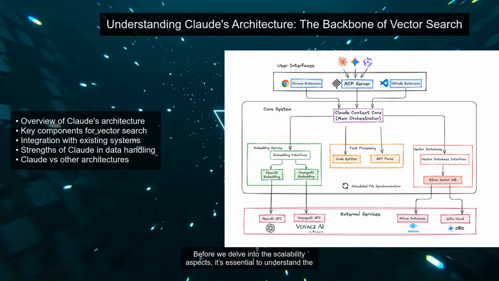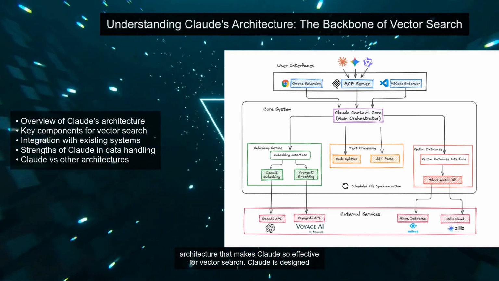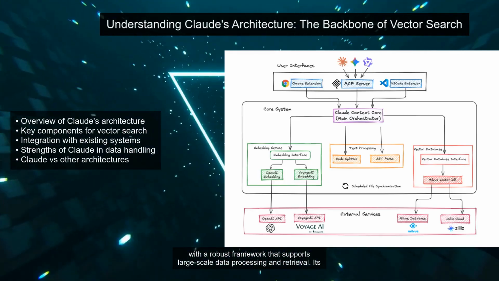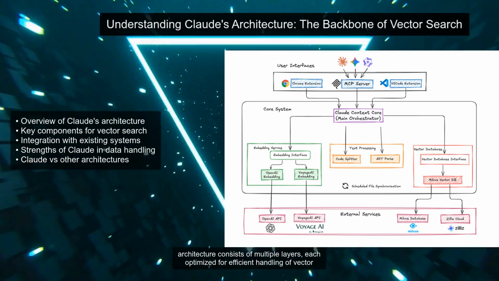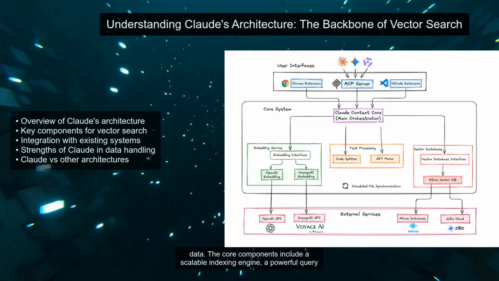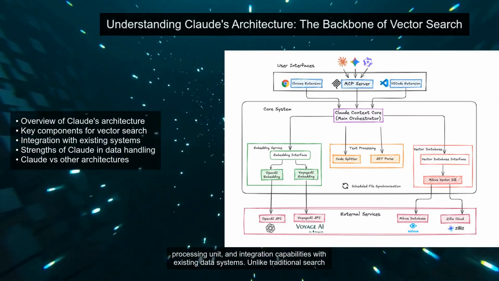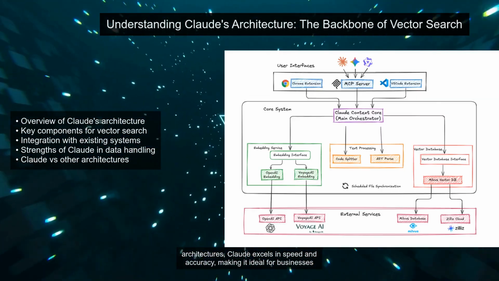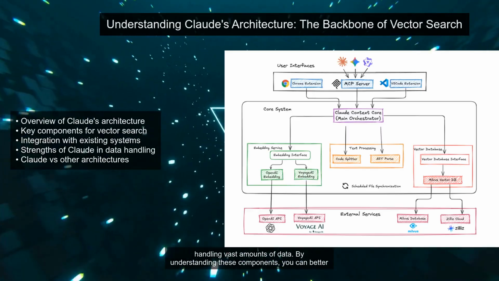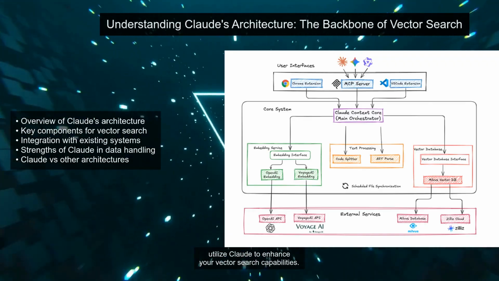Before we delve into the scalability aspects, it's essential to understand the architecture that makes Claude so effective for vector search. Claude is designed with a robust framework that supports large-scale data processing and retrieval. Its architecture consists of multiple layers, each optimized for efficient handling of vector data. The core components include a scalable indexing engine, a powerful query processing unit, and integration capabilities with existing data systems. Unlike traditional search architectures, Claude excels in speed and accuracy, making it ideal for businesses handling vast amounts of data. By understanding these components, you can better utilize Claude to enhance your vector search capabilities.